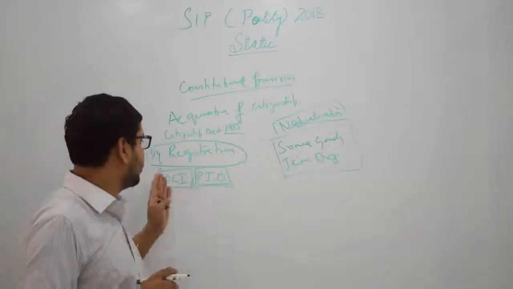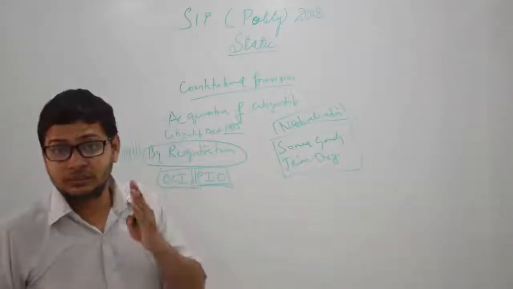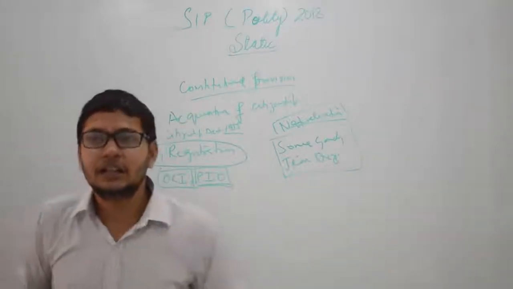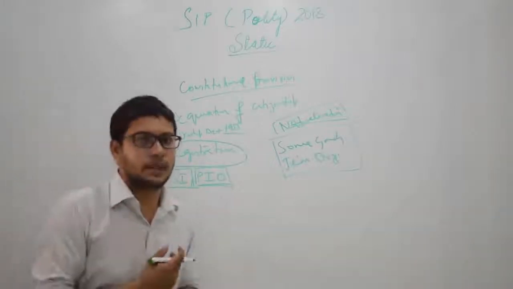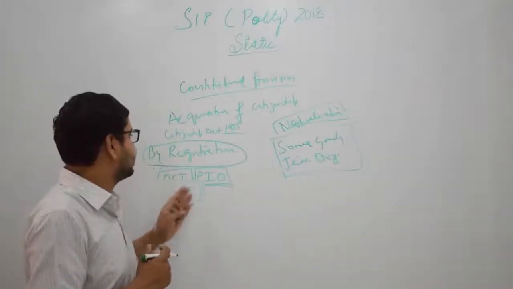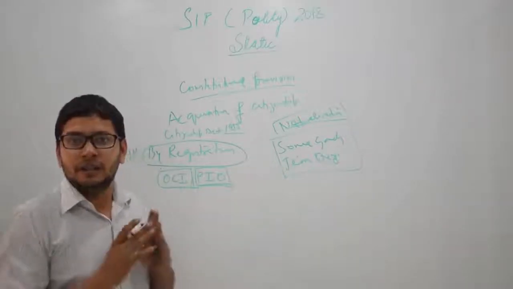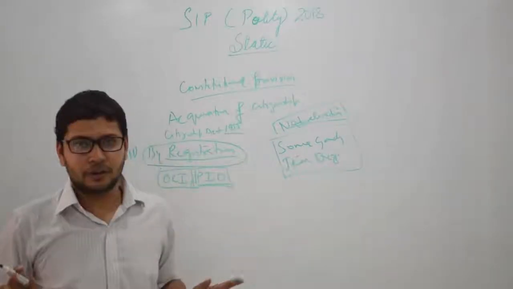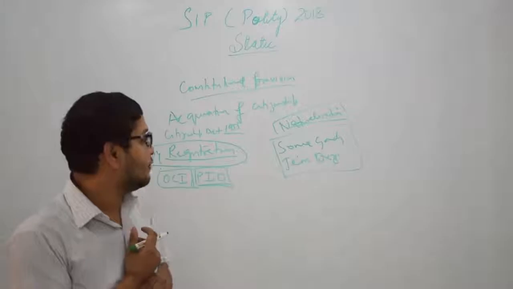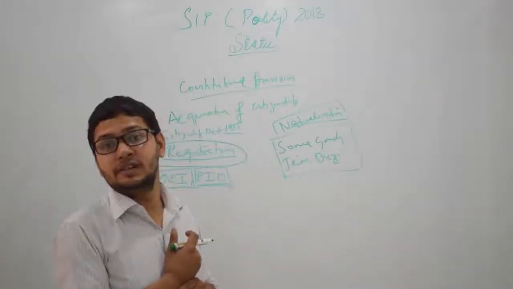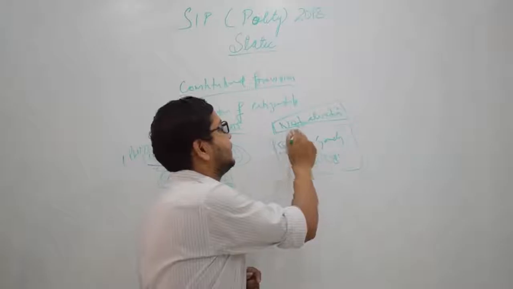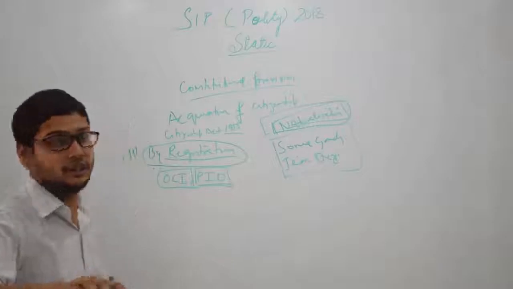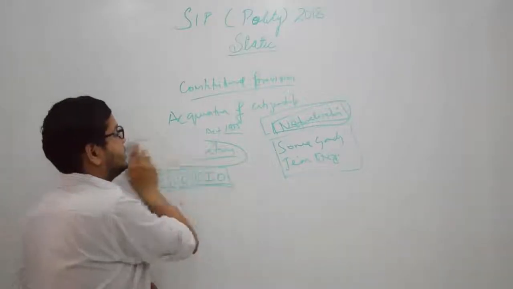If a PIO or an OCI wants to, OCI is overseas citizen of India, PIO is person of Indian origin, I will explain the difference in a later part of this chapter. If they acquire citizenship of India, that method would be called by registration. While a complete foreigner who has never had any links with India, if he or she acquires Indian citizenship, that method is called by naturalization. That is the difference between citizenship by registration and citizenship by naturalization.